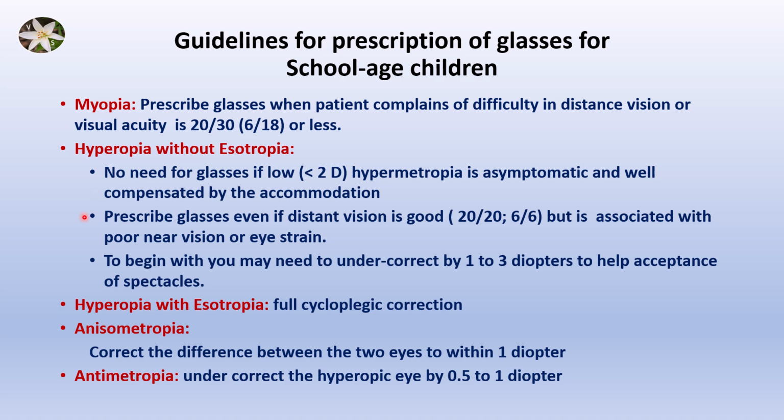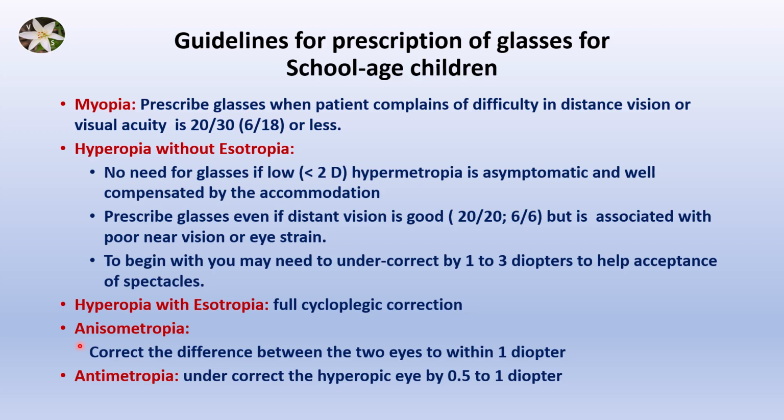Prescribe glasses even if distance vision is good, that is 20/20 or 6/6, but is associated with poor near vision or eye strain. To begin with, you may need to undercorrect by 1 to 3 diopters to help acceptance of spectacles. But later, you have to prescribe as per the quantitative assessment. In hyperopia with esotropia, we have to give full cycloplegic correction. Here also, to help acceptance of glasses, in the beginning, you may need to undercorrect.